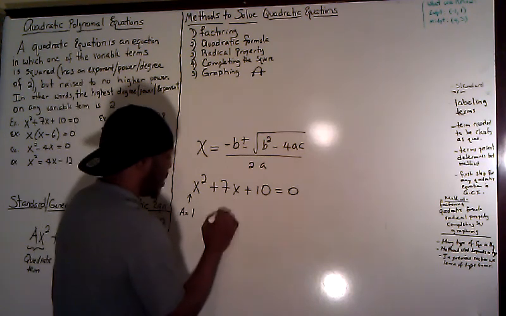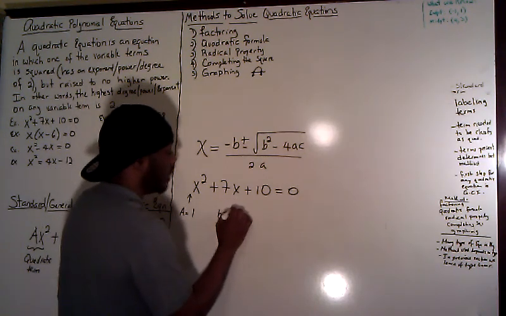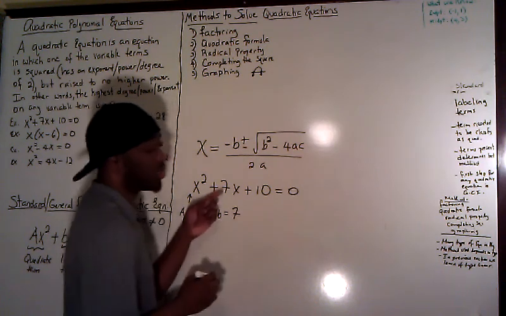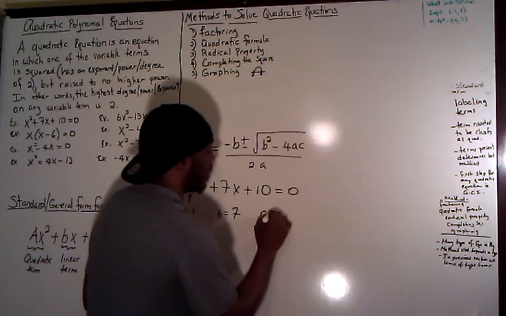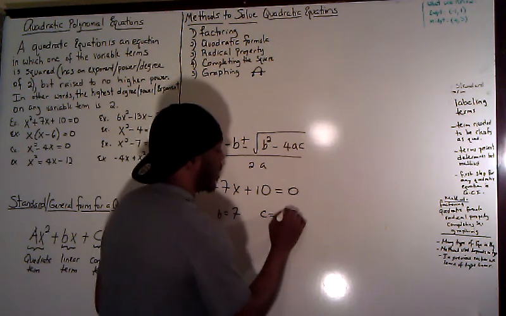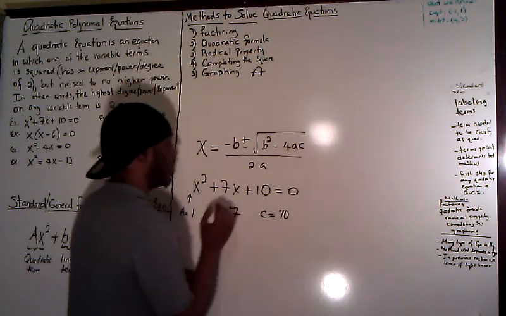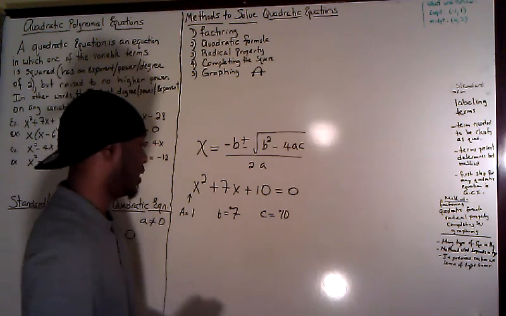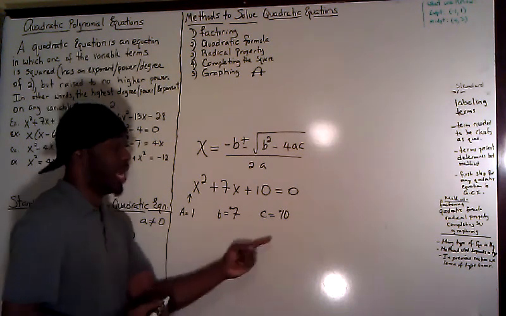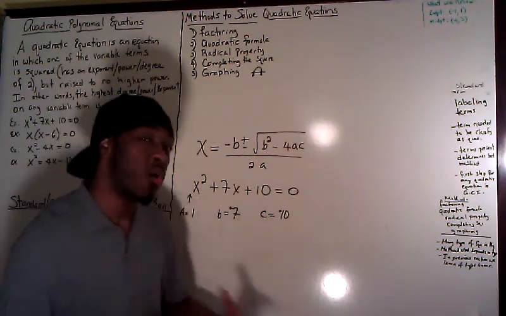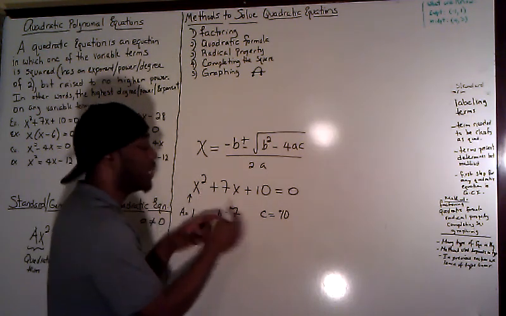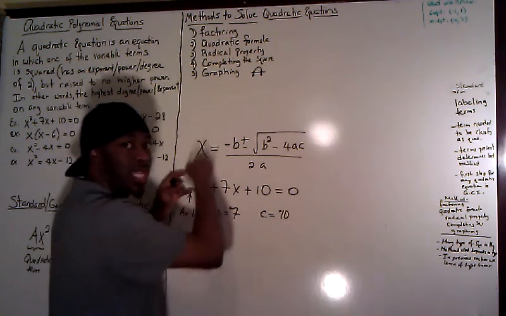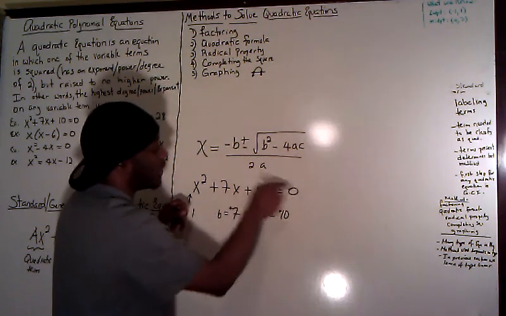Our B value is understood to be 7, and you want to also pay attention to the sign when you're plugging into the equation. And the C value is also understood to be 10. You can put positive 10, positive 7, just so that you become sign conscious. So once we have our A, B, and C values, which we can only extract once the equation is in standard form.